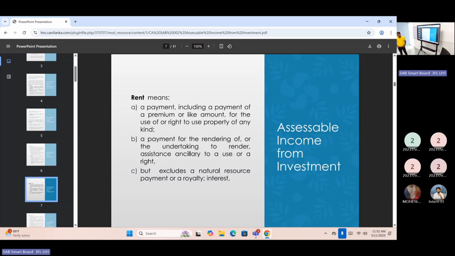A payment for the rendering of, or undertaking to render, assistance ancillary to the use of the right, but not natural resource payment, royalty or interest. Natural resource payment, royalty and interest are not coming under rent. Royalty is for paying to use a right. Natural resource use is also not rent. If the government has mineral resources and you pay to use them, it is not rent. It comes under payment for natural resources.